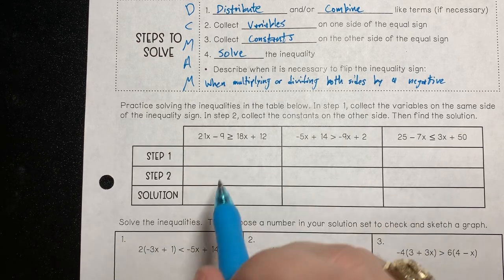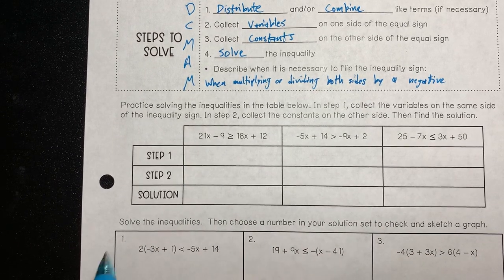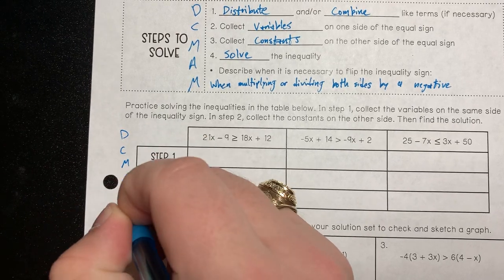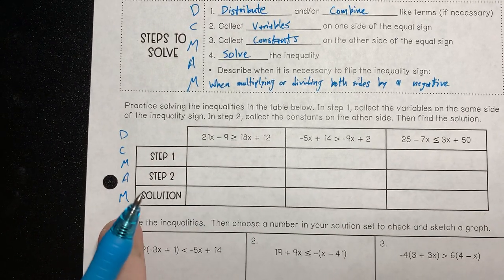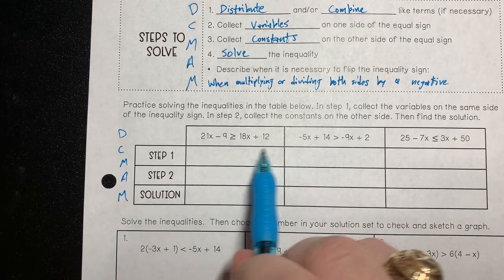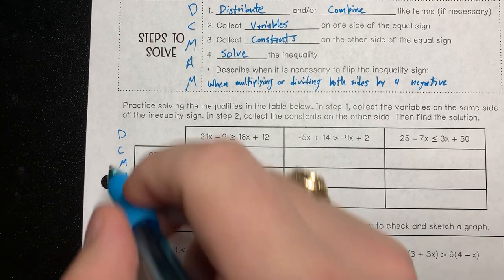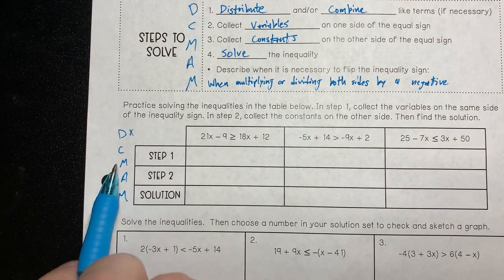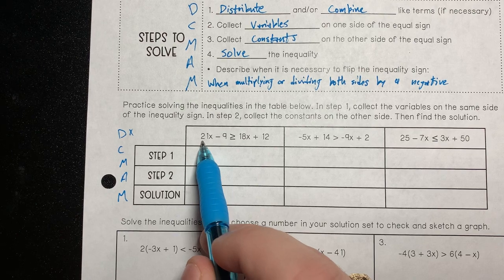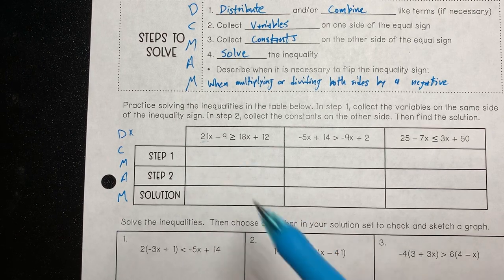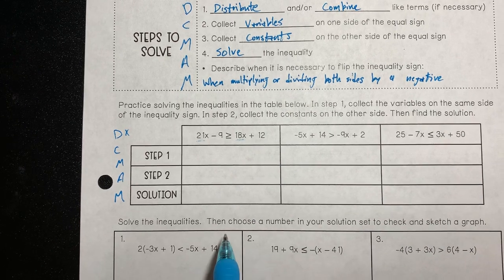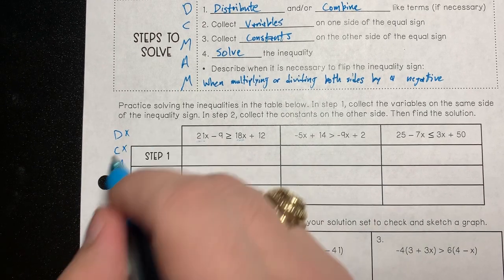So what's the first step we need to do? We need to remember our "don't call me after midnight." Remember these steps, because these steps are what's gonna help you guys, okay? So first off, we need to distribute. Do I see any parentheses here? No, right? So I don't need to distribute. Can I combine any like terms on both sides? Well, this has an x behind it, and this one doesn't, so I can't. And this one has an x behind it, and this one doesn't, so I can't. So I can't combine anything.